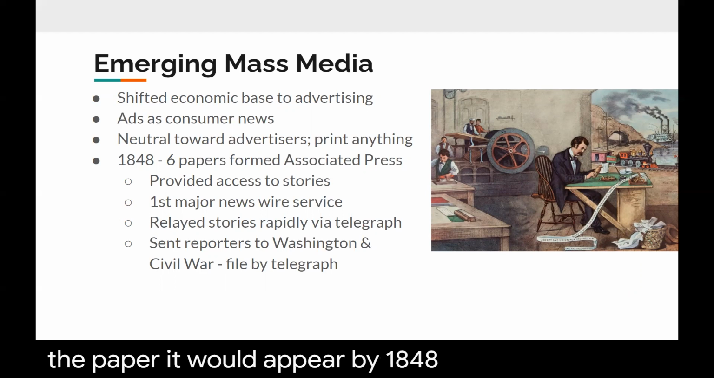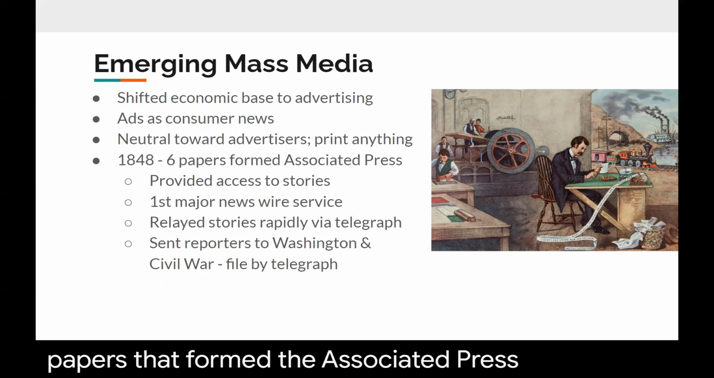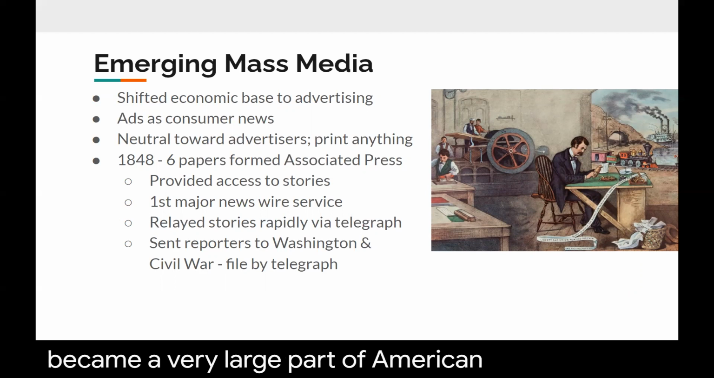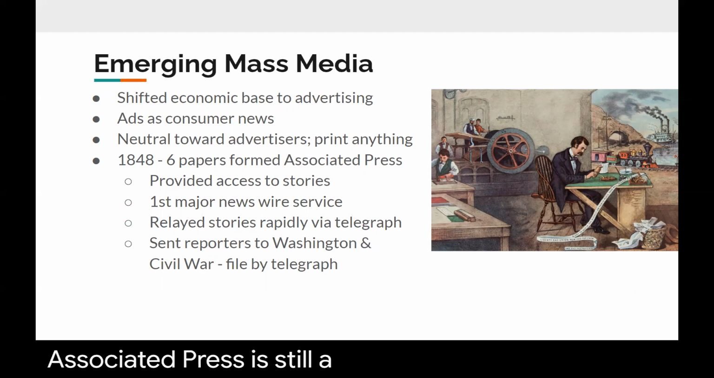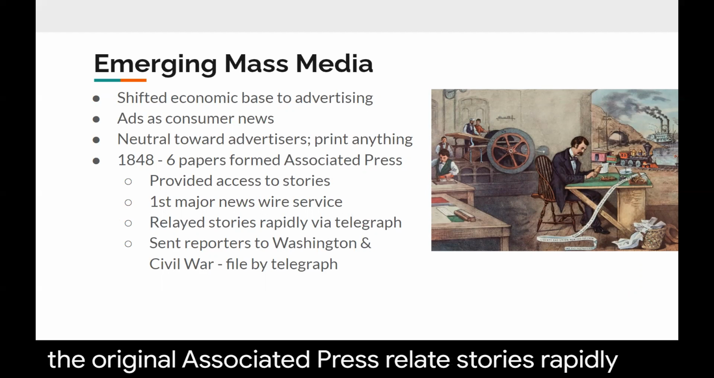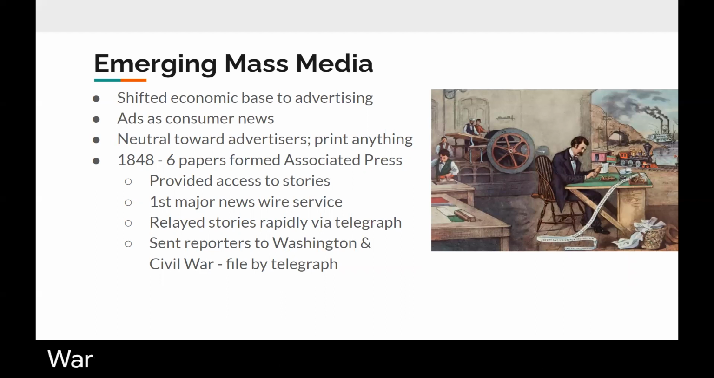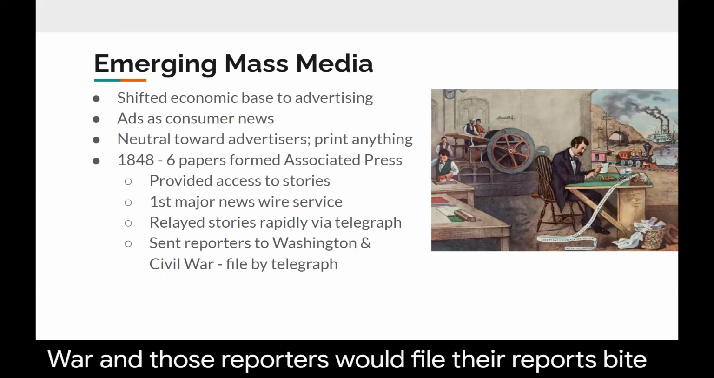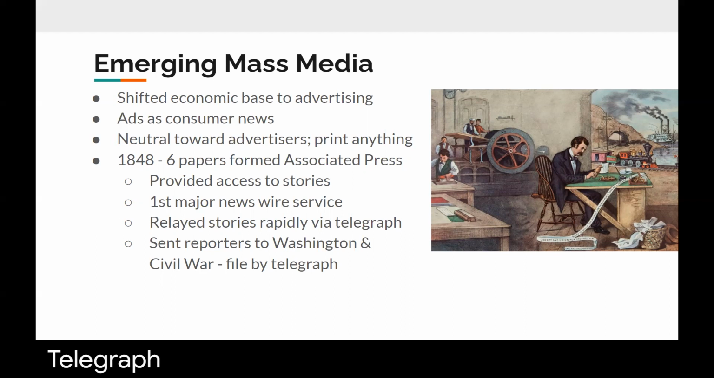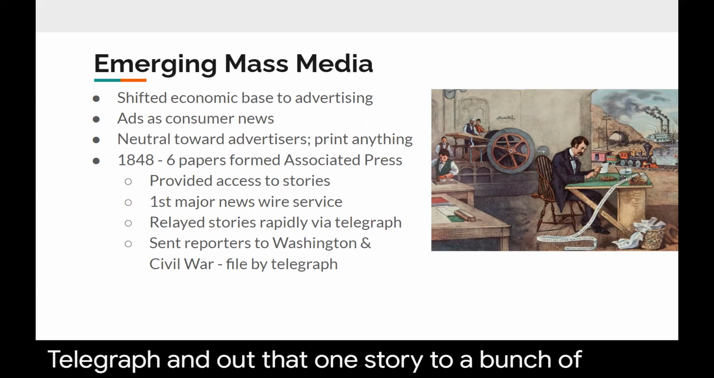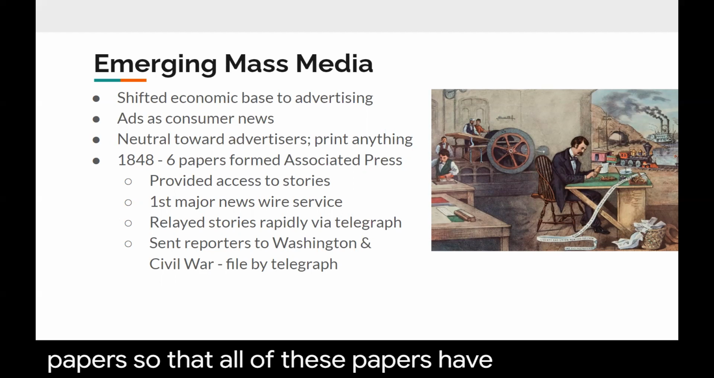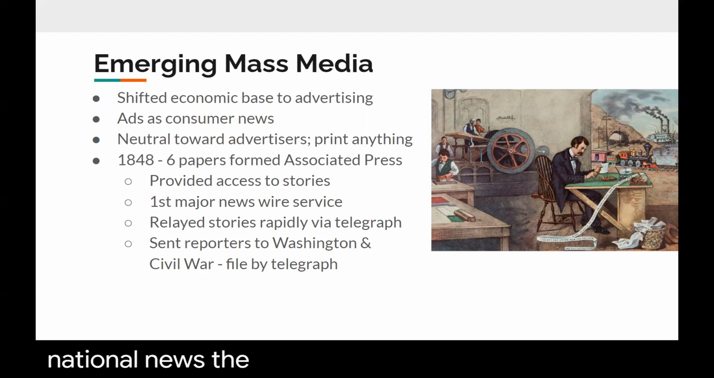By 1848, there were 6 papers that formed the Associated Press, which became a very large part of American journalism. The Associated Press is still in existence today, and they provide access to stories through a newswire service. The original Associated Press relayed stories rapidly via telegraph, and so they would send reporters to different areas like Washington or sites of the Civil War, and those reporters would file their reports by telegraph, and then the Associated Press would send out that one story to a bunch of papers so that all of these papers had access to national news. The Associated Press is, of course, still in existence, although they don't use telegraphs, shocking.